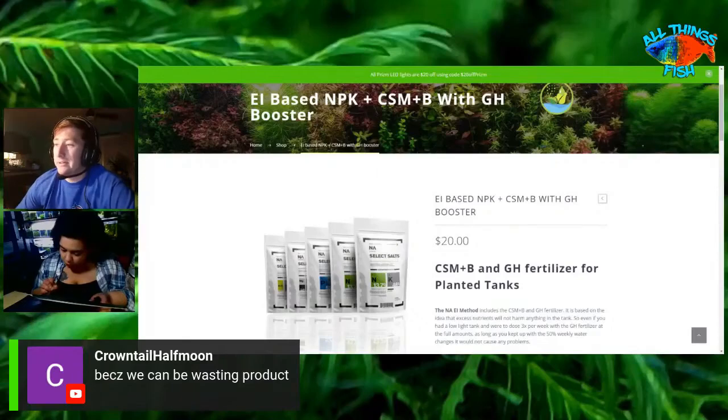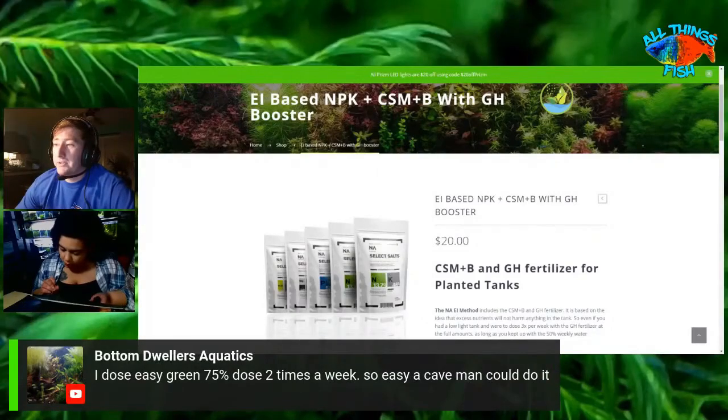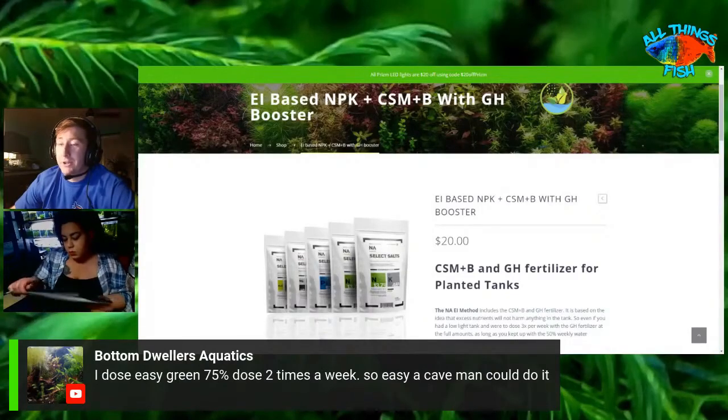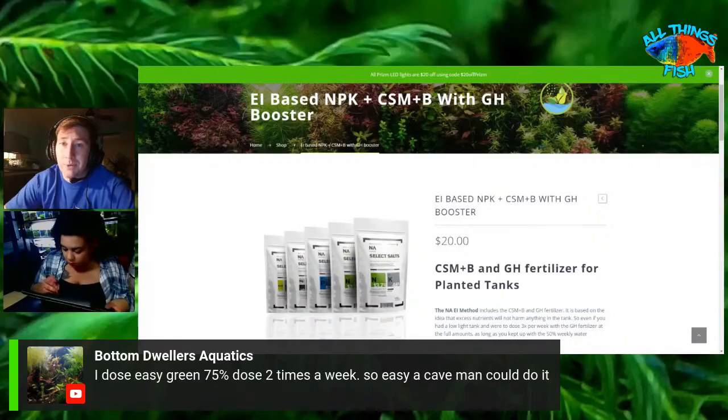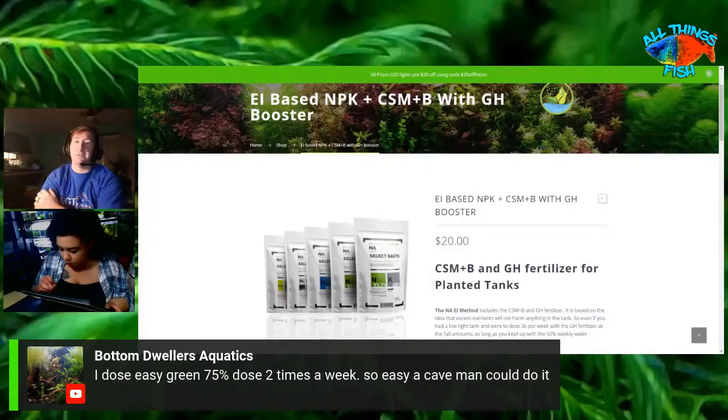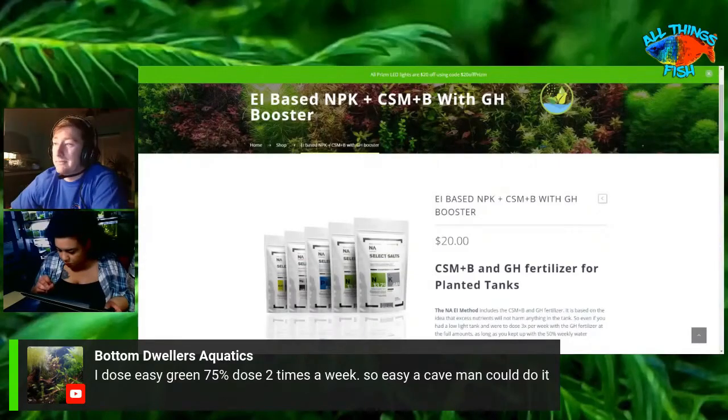It does depend. Bottom Dweller says he uses Easy Green twice a week. Yep, those all-in-ones now. Back in the day, your only option was separate bottles or like dry dosing, dry salts, like an estimated index type method. All-in-ones now make it super easy.